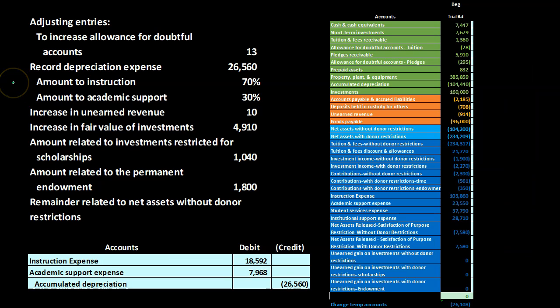Now we're going to take a look at the record depreciation expense of $26,560. Now typically the depreciation expense will be increasing the contra asset account of accumulated depreciation. You'll recall what depreciation expense is, it'll be very similar here as to a for-profit type of organization. If you have more questions on recording depreciation, calculating depreciation, we do have a course on recording and calculating depreciation. But once it's calculated, the journal entry is typically going to be fairly straightforward.